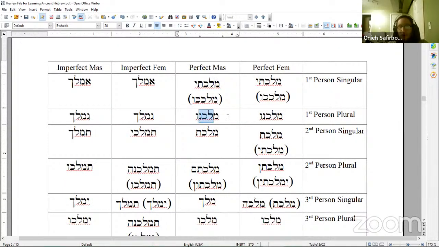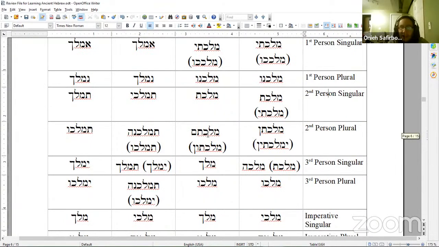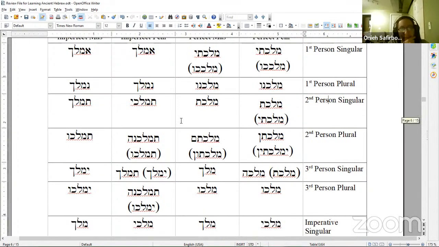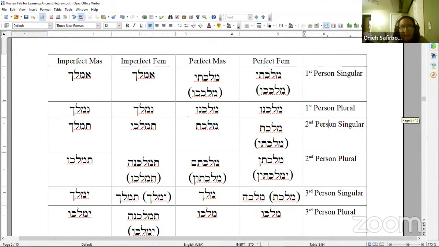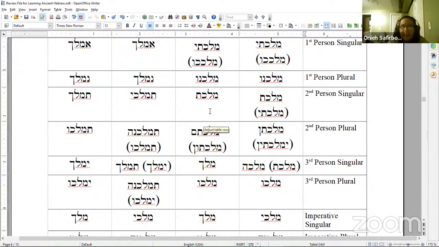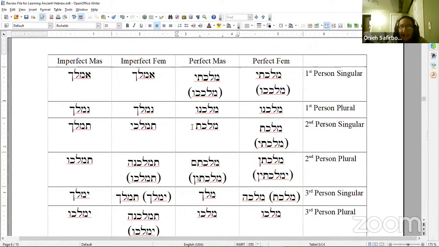So new at the end is first person plural. Then second person singular has both forms spelled the same. I actually think, if I remember correctly, the masculine has a hey at the end. Let me double check that.